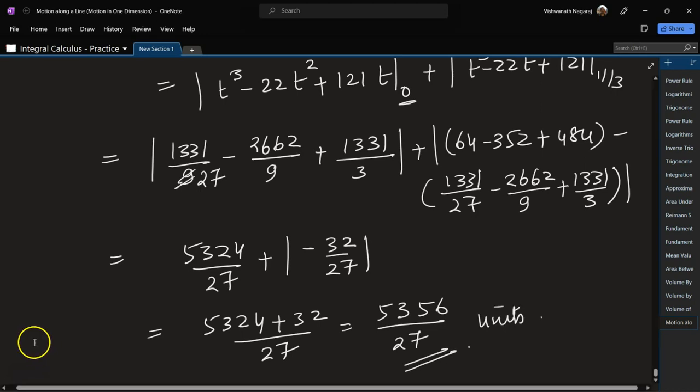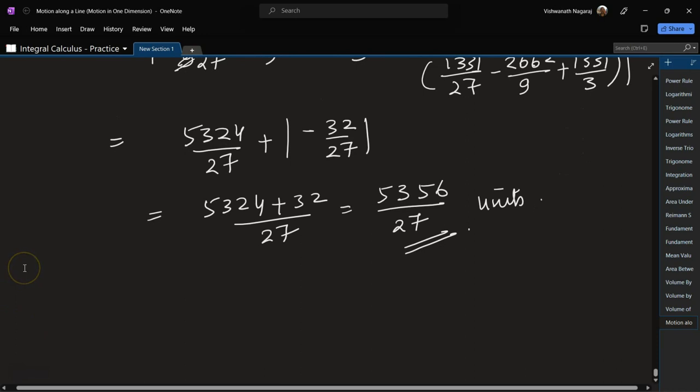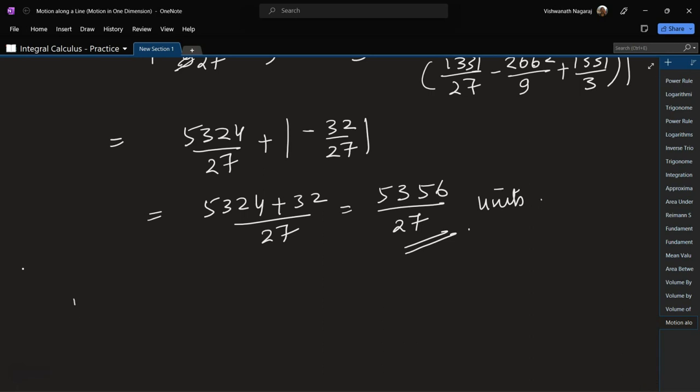So that was motion along a line, that is motion in one dimension using integration. That's it. Bye.